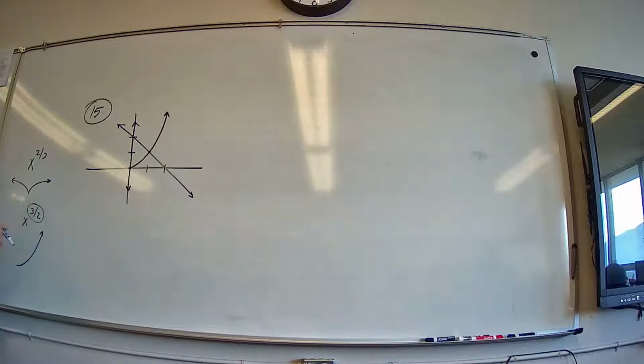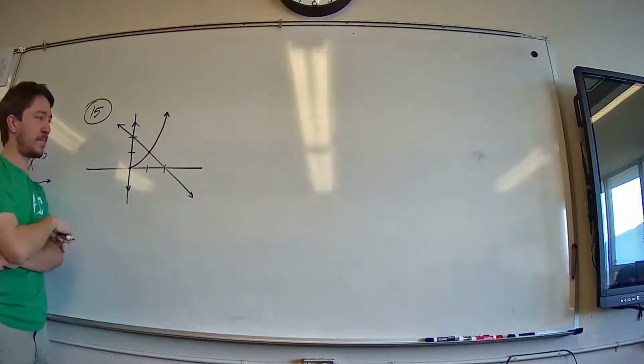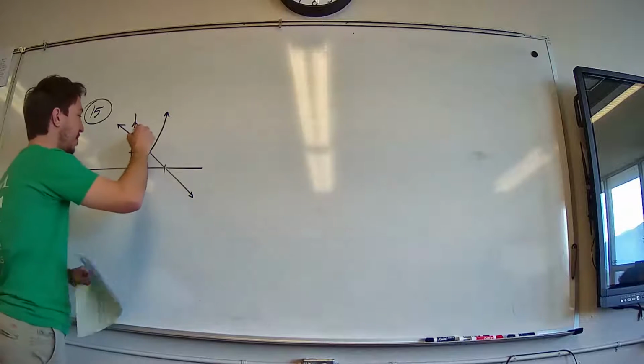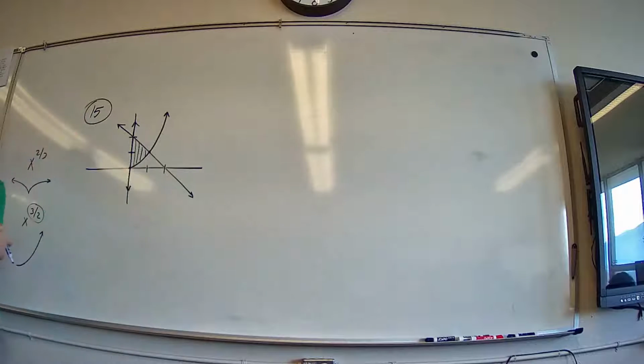So where's the region bounded by those 3 curves? Is it A or B? A. Very good. All right. Do we see the washers? Yes. Can you picture them?